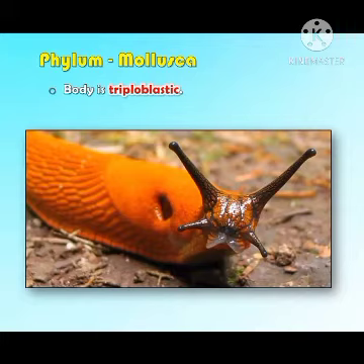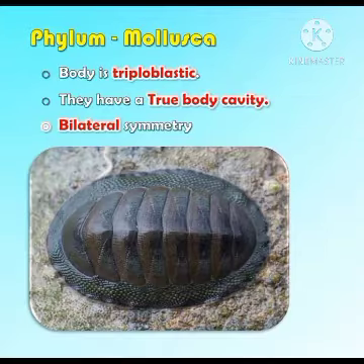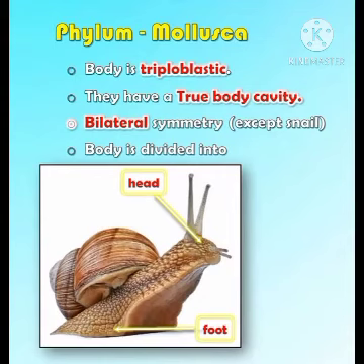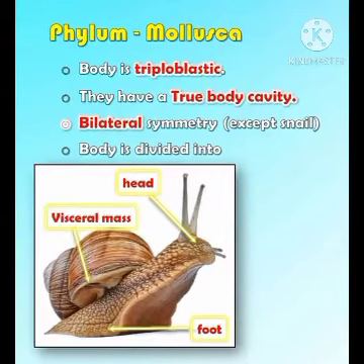The body is triploblastic, that is 3 germ layers. They have a true body cavity. They show bilateral symmetry except snail. Snail is an asymmetrical animal. The body is divided into head, foot and visceral mass.